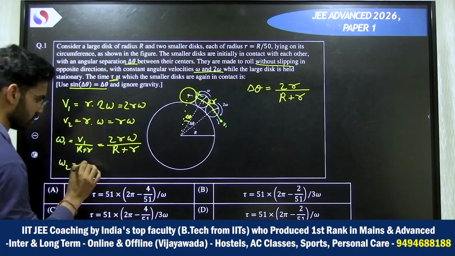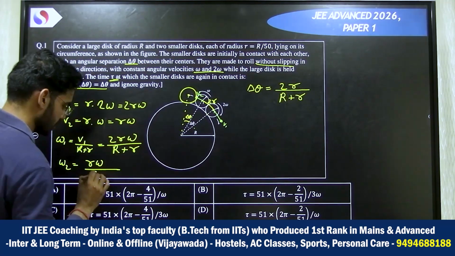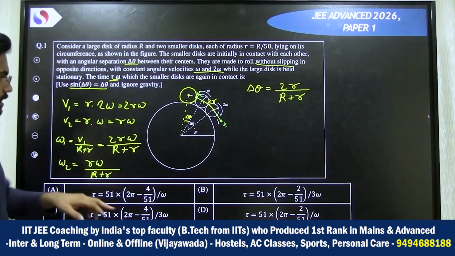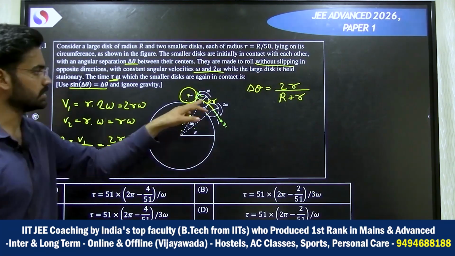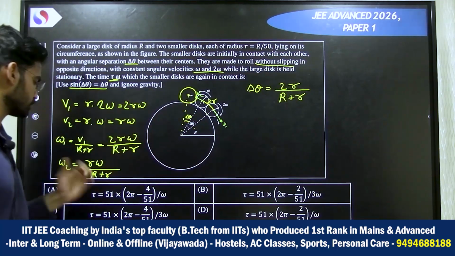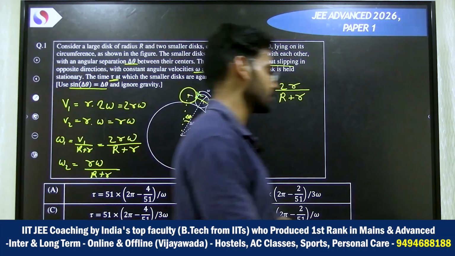Similarly, omega 2 is what? r omega divided by capital R plus small r. So here this center is going this way with omega 1 speed, and this center is going this way with omega 2 speed. Okay, that's what I solved till now.